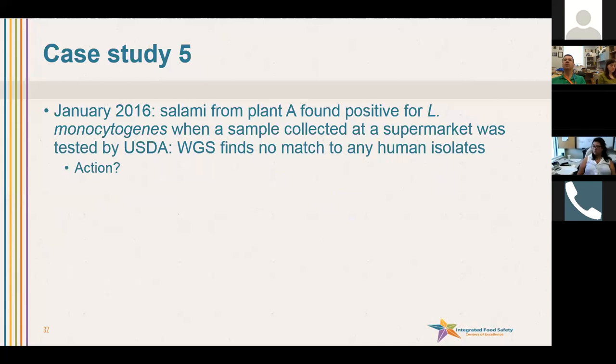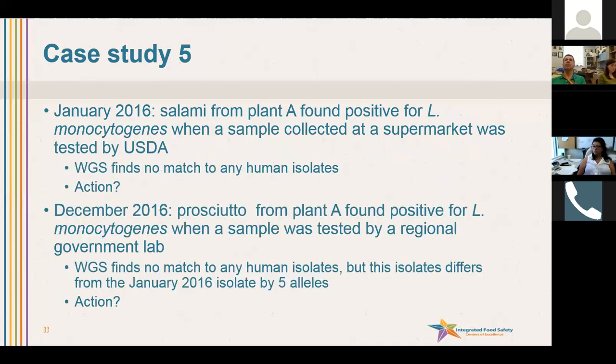Now, let's take this forward. It is 11 months later. Another sample from the same facility tests positive for Listeria monocytogenes, tested by regional government labs, state ag markets, for argument's sake. Again, it's a packaged product. It's in its original packaging, not exposed to the environment. Again, whole genome sequencing done, no match to any human isolates in the database, but this isolate differs from the isolate from January 2016 by only 5 alleles, or 5 SNPs, if that's how you want to think of it. So a very, very similar isolate found 11 months later in a package.